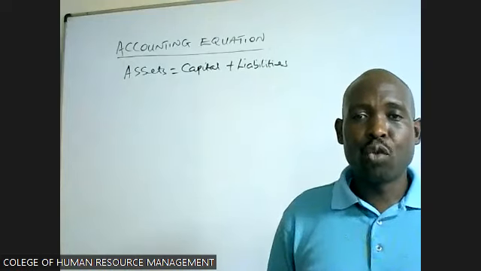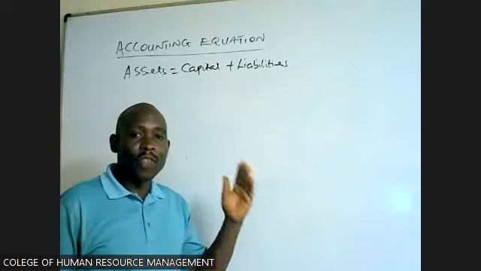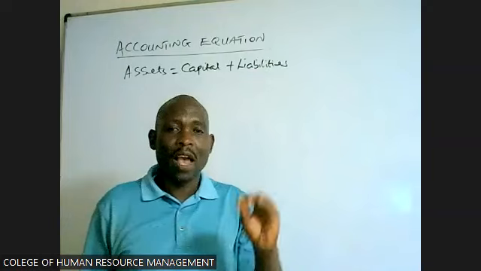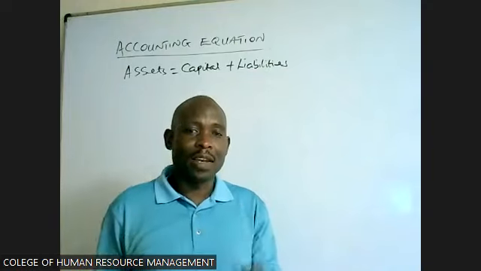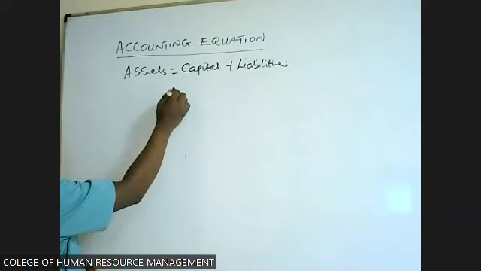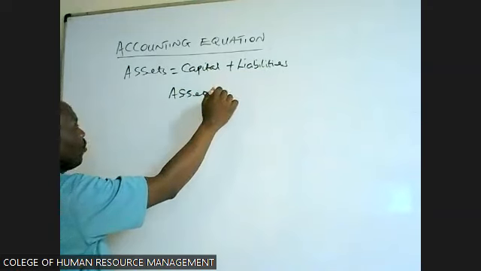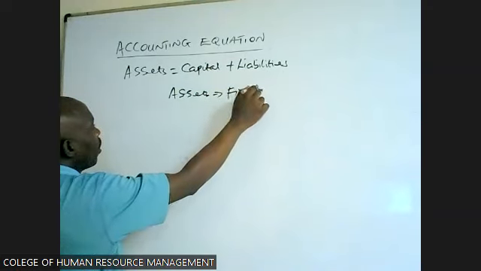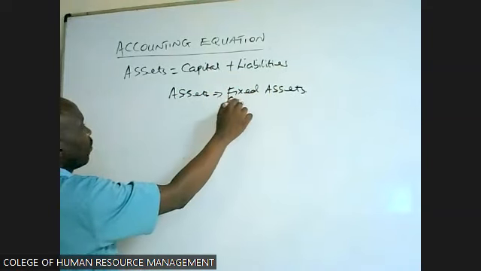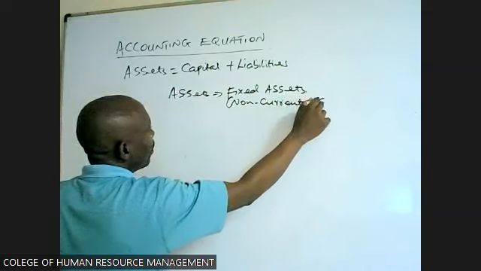And I'm sure you went ahead to discuss the assets, which I've said are the resources owned by the business. Anything that you can say this is ours in the business, it is your asset. And these resources, these assets, can either be fixed assets. Fixed assets are also referred to as non-current assets.